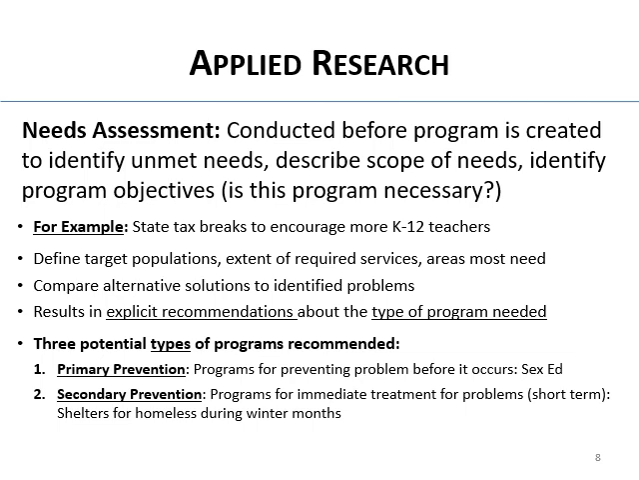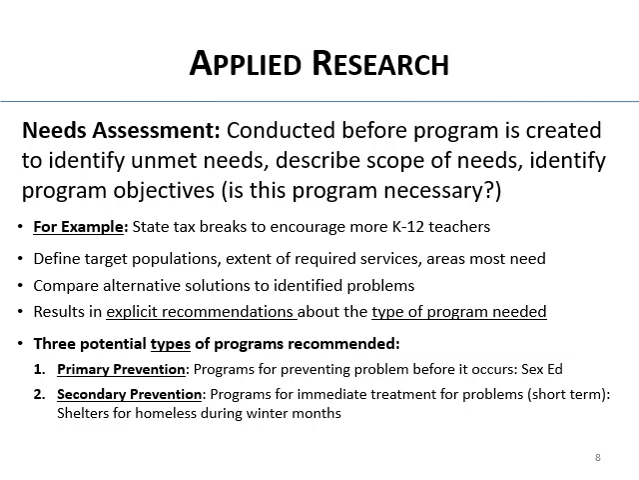Then there's secondary prevention. So this is programs for the immediate treatment of problems. So they're short term. We're not solving the big problem, we're solving an immediate need. So during the winter months, it's really cold and homeless people can die from exposure. So we have homeless shelters as a secondary prevention for dealing with the immediate short-term problem of winter and homelessness.